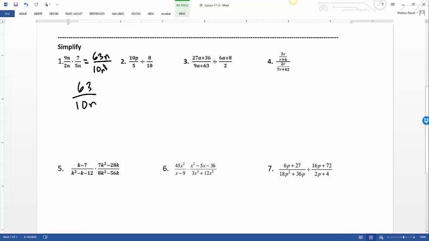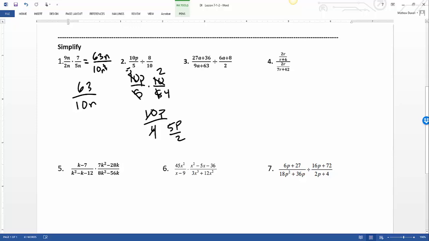Now, when we're dividing, the first thing you need to do is switch it to multiplication. So we want to flip the second one. That cancels out. So that's going to be 5, and then that's going to be 4. It just helps to reduce it a little bit first. So 5p times 2 is 10p over 4. And then you can reduce that further, so 5p over 2.